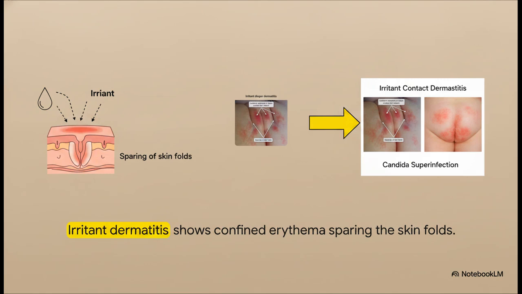Now, what's really interesting about this slide is how perfectly it maps out the mechanics of irritant contact dermatitis. This is irritant diaper dermatitis. Because the injury is caused by direct, prolonged chemical and physical contact, in this case, skin breakdown from exposure to stool and urine, the erythematous papules and plaques are strictly confined to the convex, exposed areas of the skin. Notice the distinct, sharp sparing of the skin folds. The irritant just physically can't reach deep into those creases. That specific detail is exactly how you differentiate it from a Candida superinfection on test day.